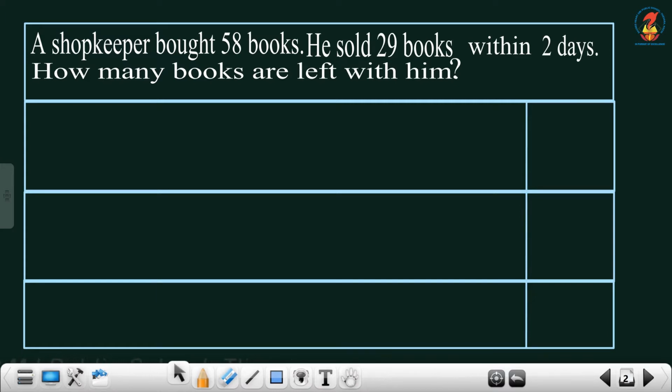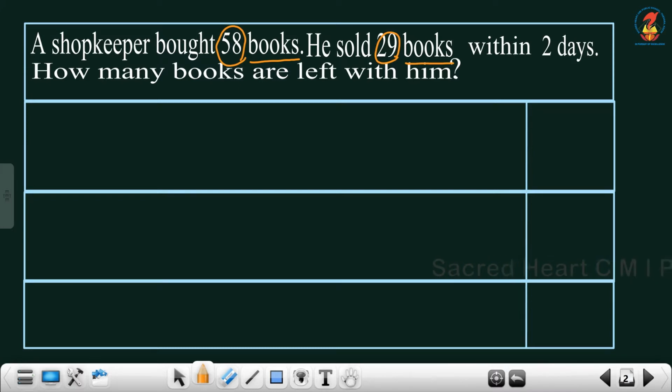I repeat, a shopkeeper bought 58 books. He sold 29 books within 2 days. How many books are left with him?